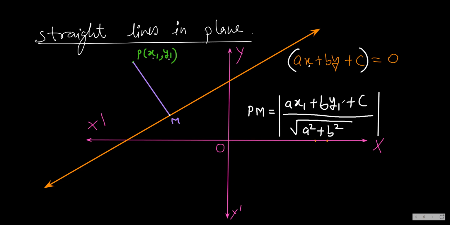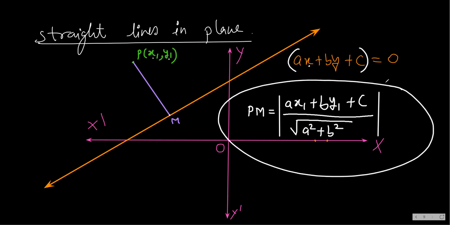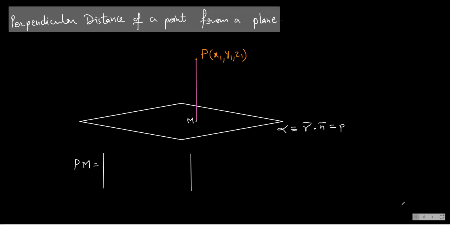In the denominator you write the square root of a square plus b square. Now see, students, as you do this for the distance of a point from a line in a plane, you do exactly the same for the distance of a point from a plane in space. In space we have a plane, then a point in space, and I want the distance of this point from this plane.